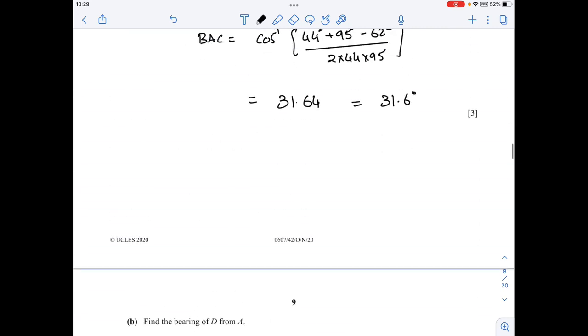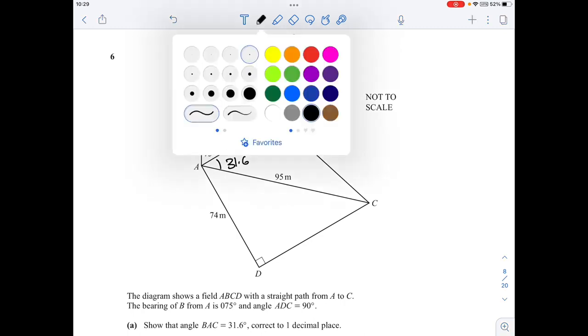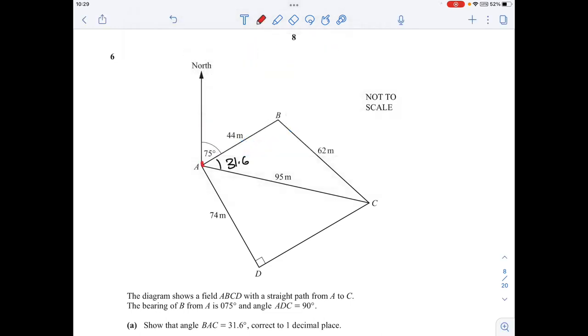Next part, find the bearing of D from A. So this is 31.6, bearing of D from A. I have to find the bearing of D. So what am I going to do? From A, this is 90 and this particular angle, 90 plus this particular angle. So therefore the bearing is this entire angle.